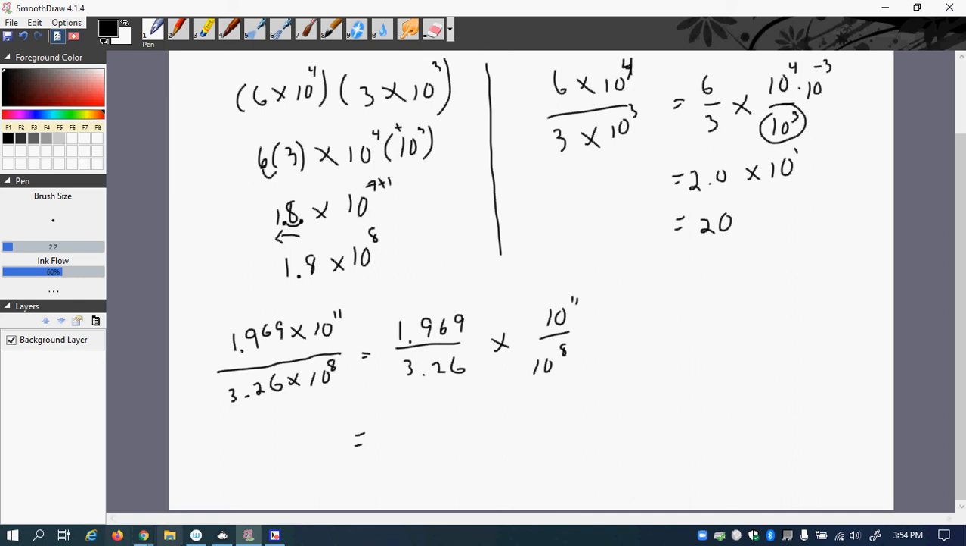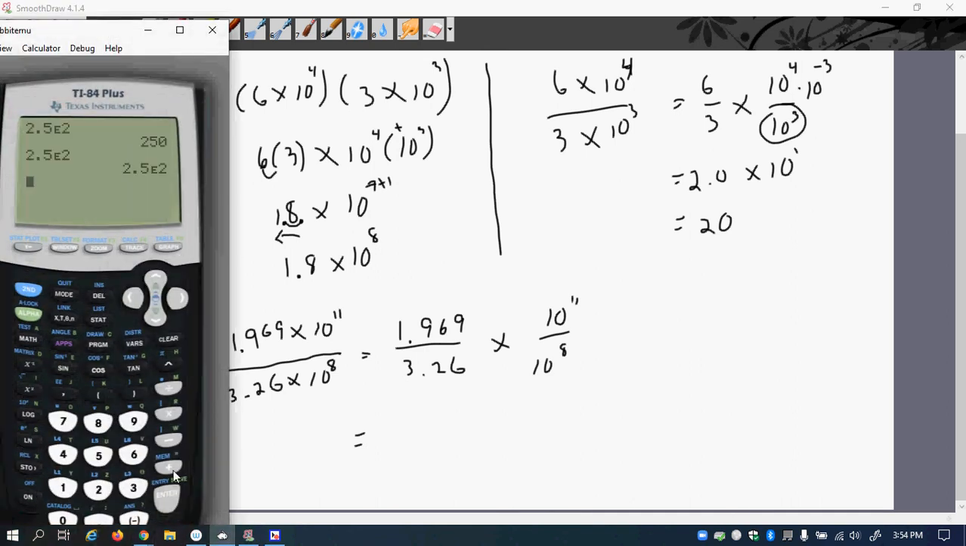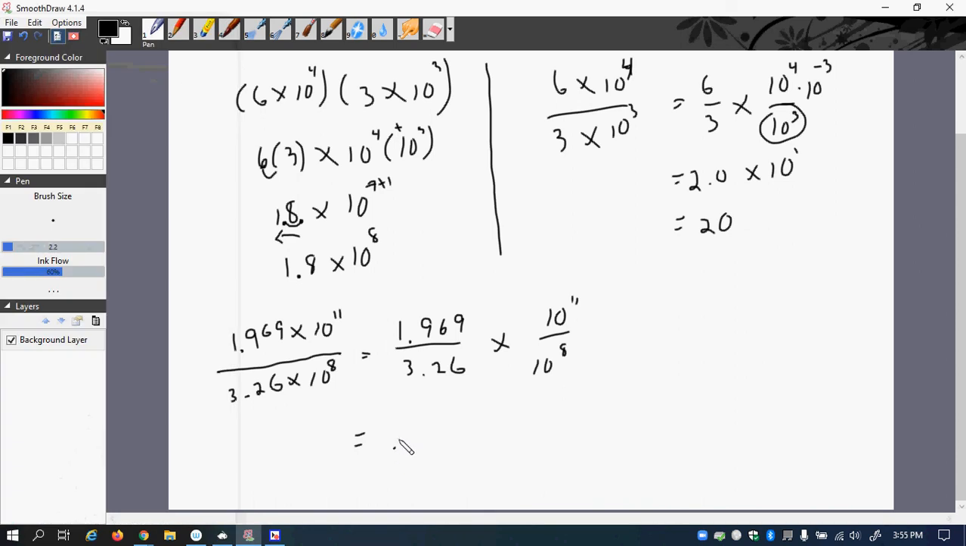So you should get, if we do that, let's do that on the calculator. Alright, so I'm going to clear this, we're going to do 1.969 divided by 3.26, and we get this. I like to have it in standard form, so I'm going to go back to mode and switch it back to normal and do second quit and enter. So here it is at 0.604 if we round it. So 0.604 times 10, and then this gets lifted up, so that's 10 to the negative 8. So 11 minus 8 is 3, so that would be 3.